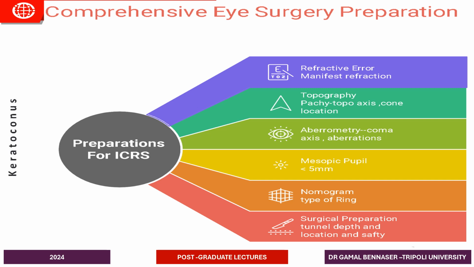Now, after we have finished the subjective refraction and determined the power of the sphere and the cylinder and the axis, we come to the next step, which is the topography, and study certain important information that helps us in the planning for the intracorneal ring implantation.